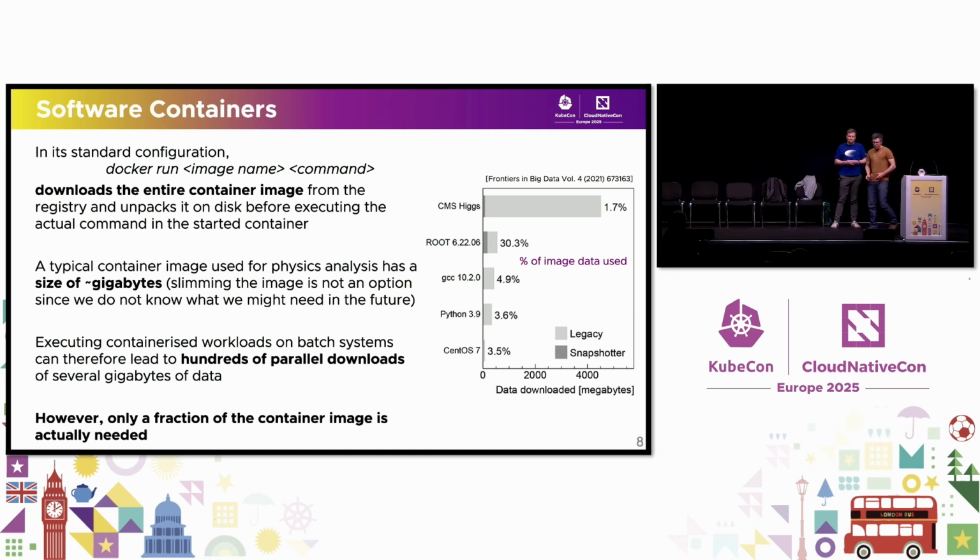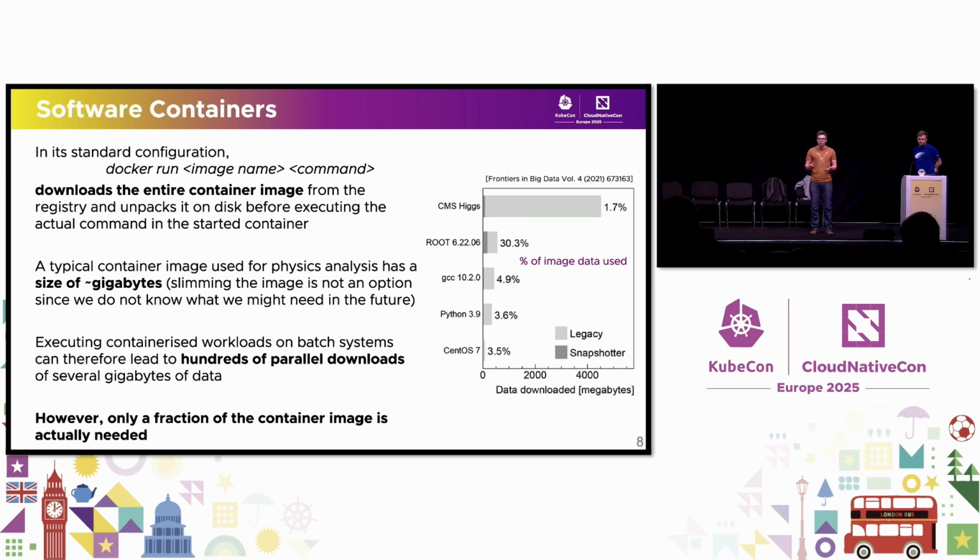Right. So I hope this doesn't come as a shock to you, but when you run a container, on average, you use about 15% of the actual data that you download from the registry. So 85% of what you download is effectively unused. Of course, you can minimize containers very aggressively for your use case, and then you're more efficient, but that's not really possible in all use cases.